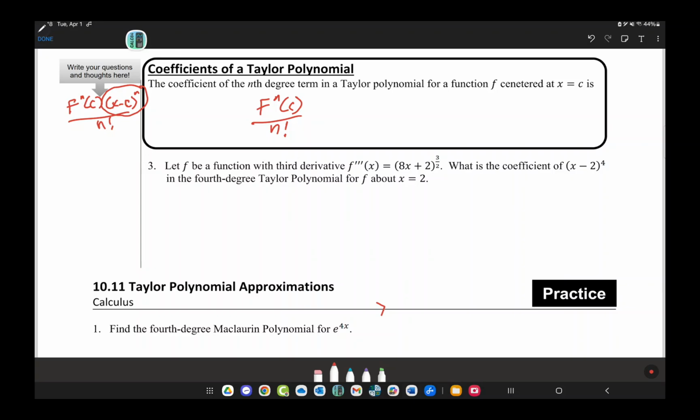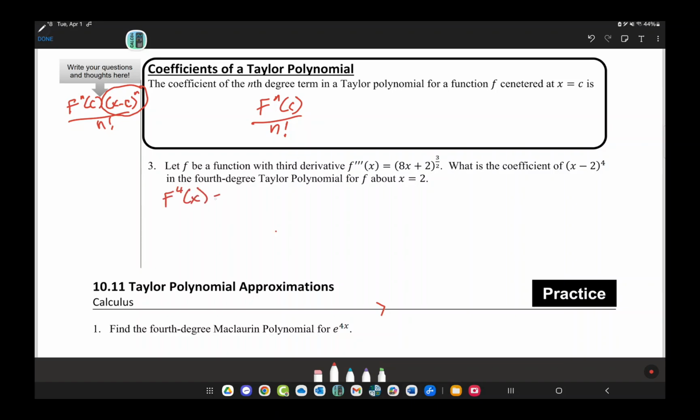If it asks for the coefficient, like number 3. So let f be the function with the third derivative given. That's nice, they give us the third derivative. Which is nice, because what do we have to do if we want the coefficient for the fourth term? What's the coefficient of x minus 2 to the 4th in the 4th degree Taylor polynomial of f about x equals 2? So that means we need, well, we know f triple prime of x.